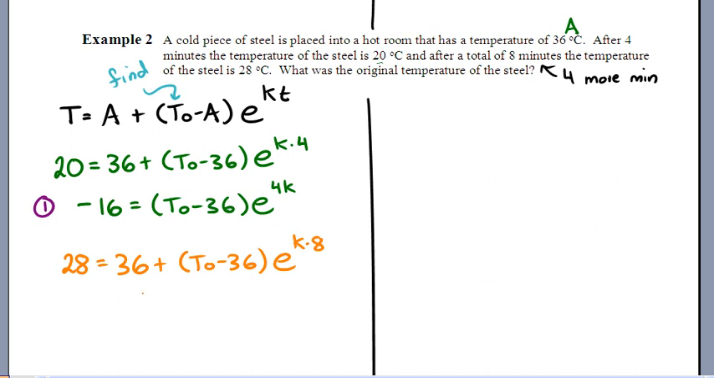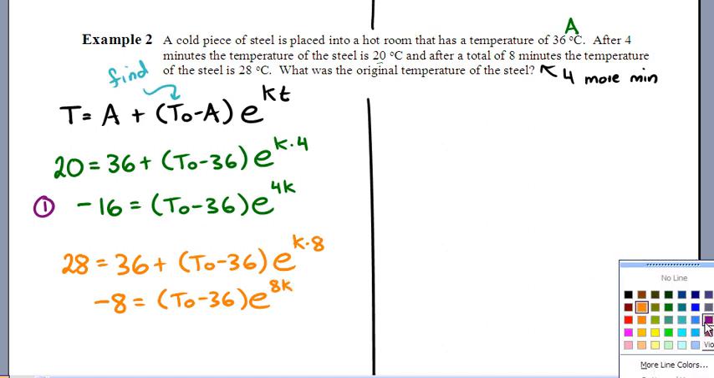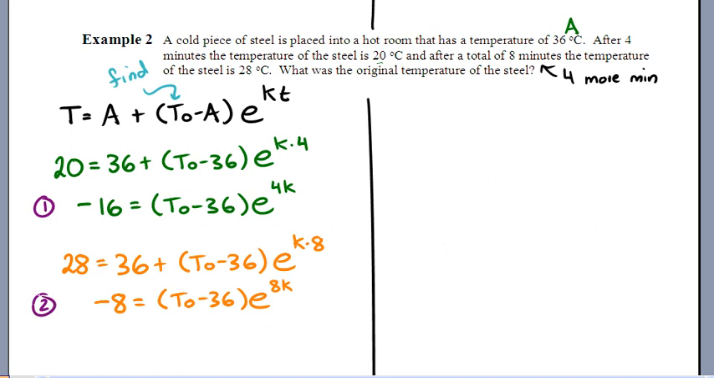Moving it around, polishing it up just like before, I could move the 36, and I could say, okay, negative 8 is equal to T naught minus 36. There's really no calculus here, just some math. This would be e to the 8k. I'm going to call that second clue equation number 2.